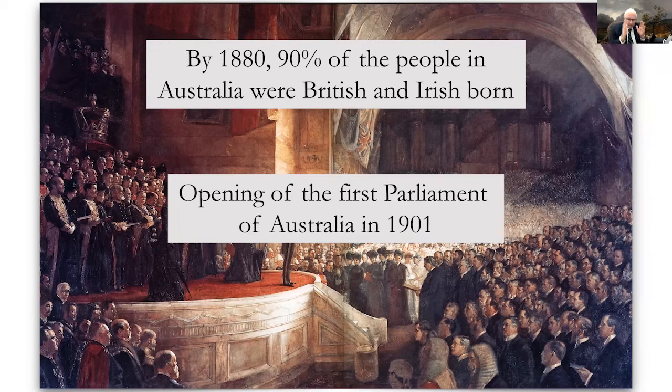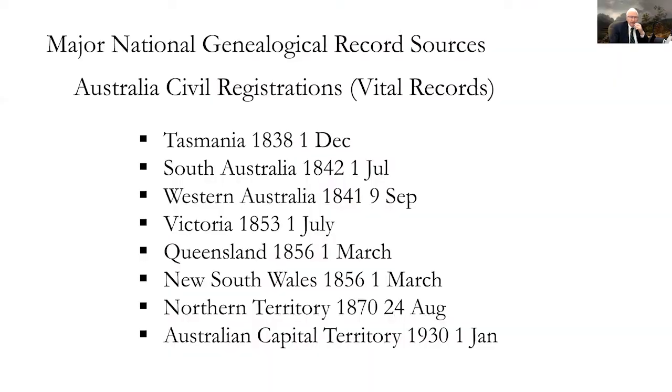This direct relationship between the historical events and the events that occur in your individual ancestors' or relatives' lives is a one-to-one. So when they created a parliament, that created a whole new set of records, and it created a whole new set of relationships. So the first thing that happened was there were some major national genealogical record sources that were made. And these were Australia's civil registration records.